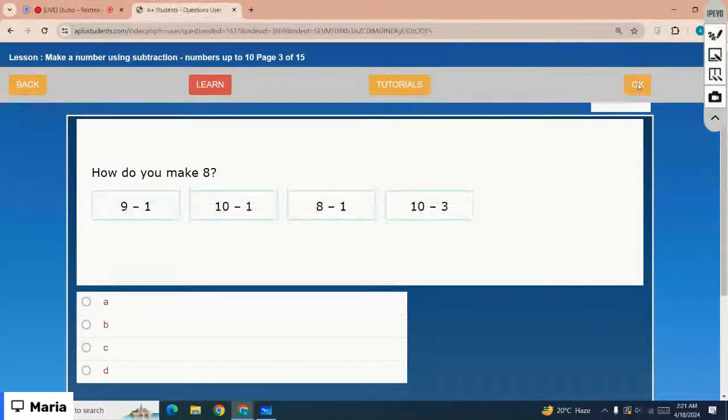How do you make 8? Which is the correct option? The correct option is, yes, that's option number B. 9 take away 1 is the correct option, right? That is the one that makes 8. So 9 take away 1 makes 8.